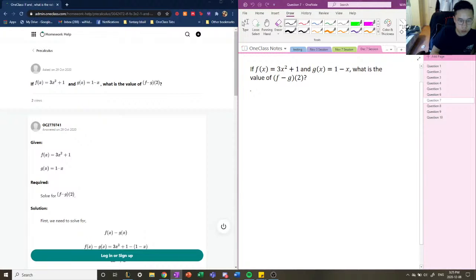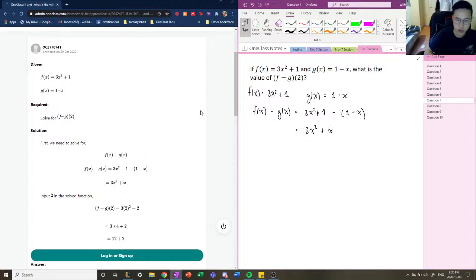So if we were to have f of x equal 3x squared plus 1, and g of x equals 1 minus x, then f of x minus g of x would be 3x squared plus 1 minus 1 minus x. Okay, and that gives us 3x squared plus x. All right, so that's how you find the f minus g portion, and then we're going to plug it in.